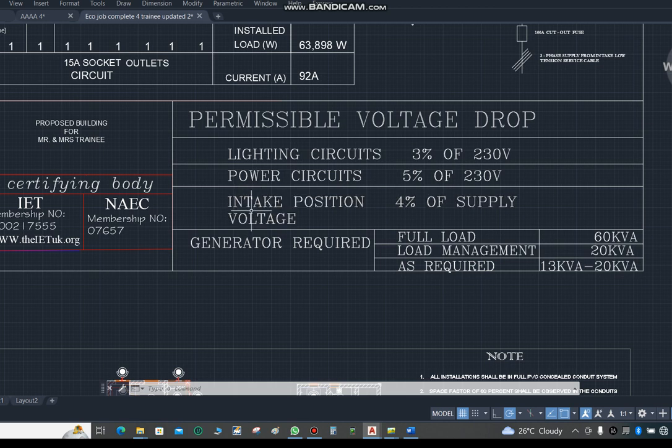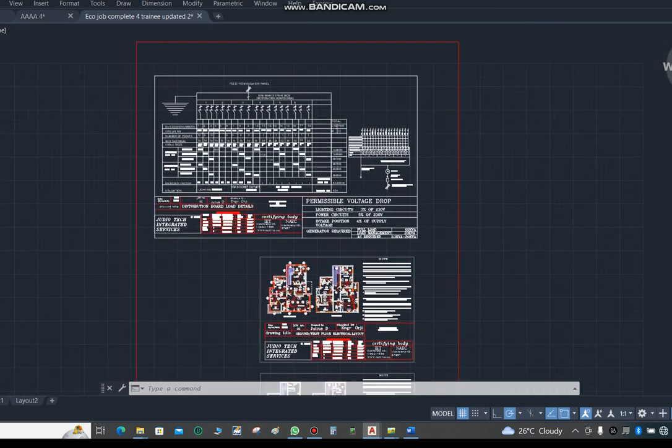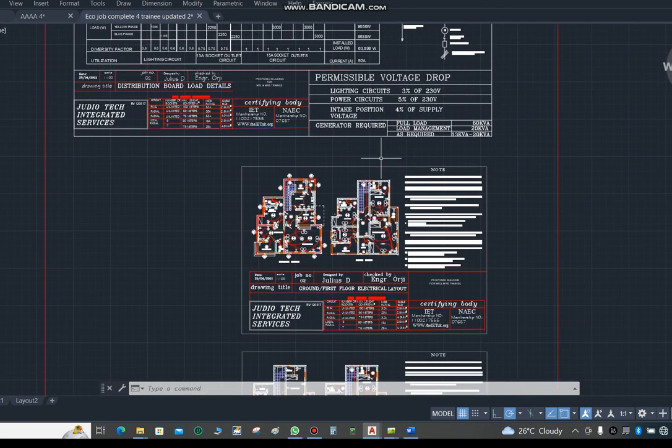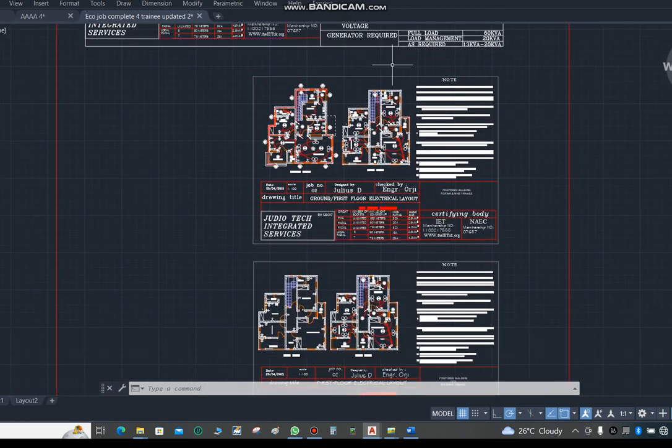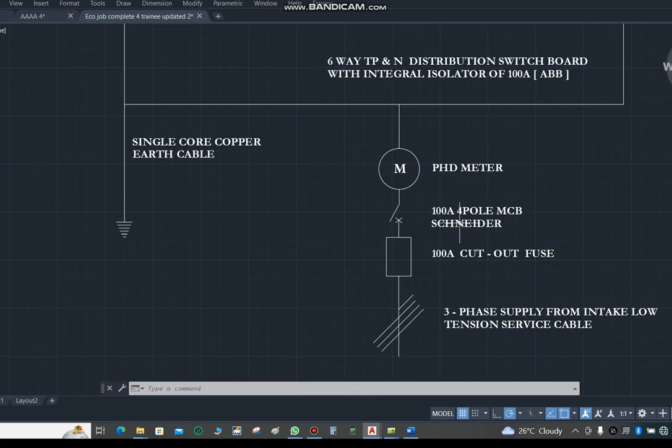Then for our intake position, the voltage drop from your intake position shouldn't be more than 4% of your supply voltage. How do we know this? It is by carrying out our voltage drop calculation. If your service cable from your supply to the building happens to be a considerable distance, we carry out what we call a voltage drop calculation to size our feeder and to size our supply sufficiently. Okay. Then another one again, for our distribution board, we will teach you how to calculate the incomer.